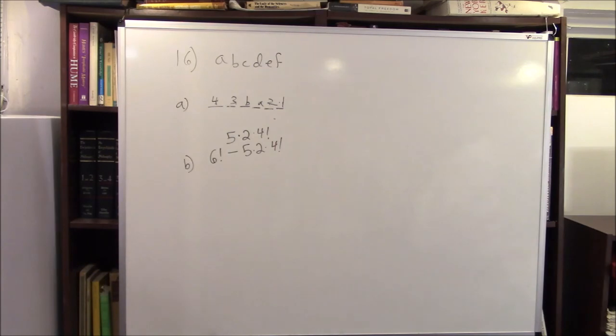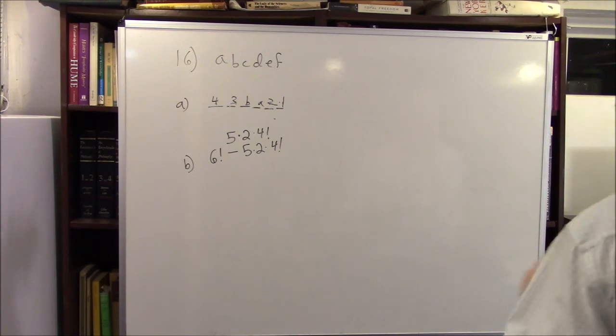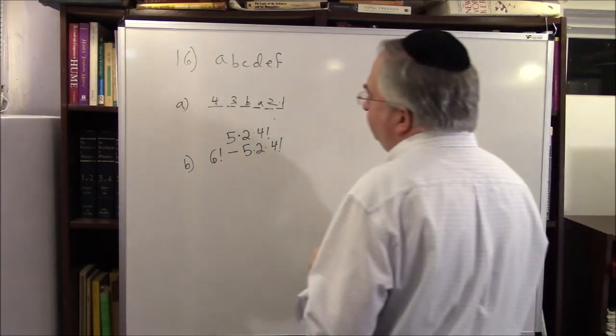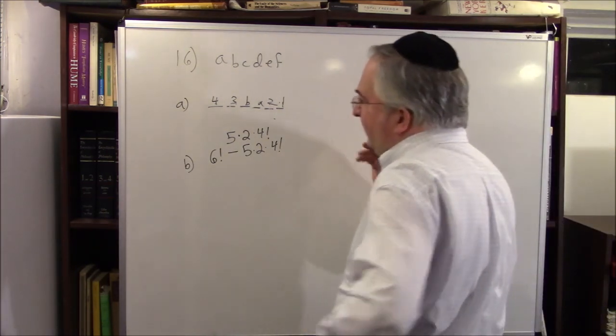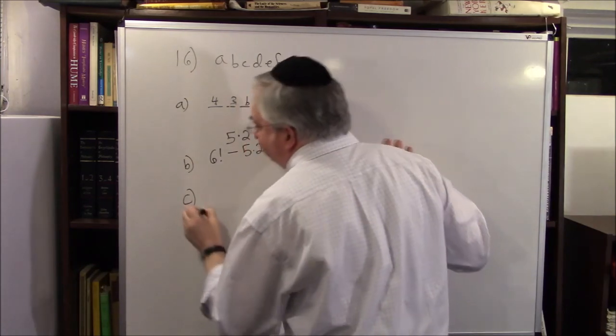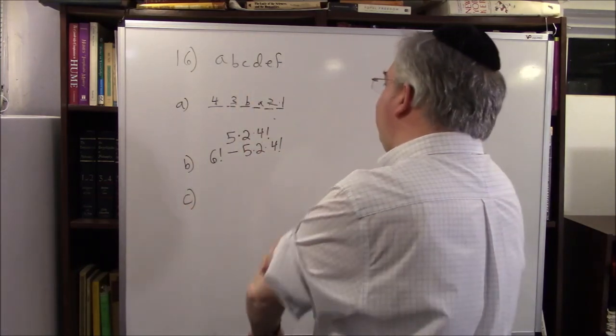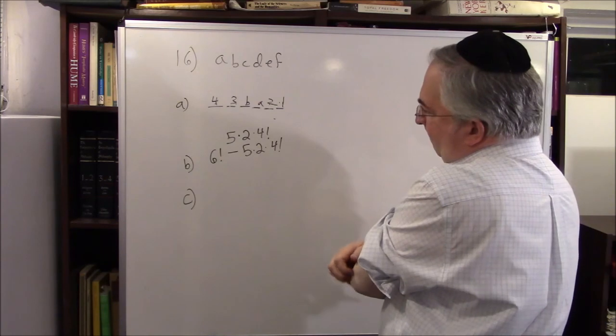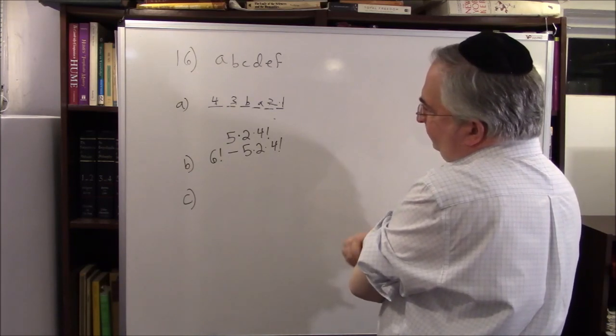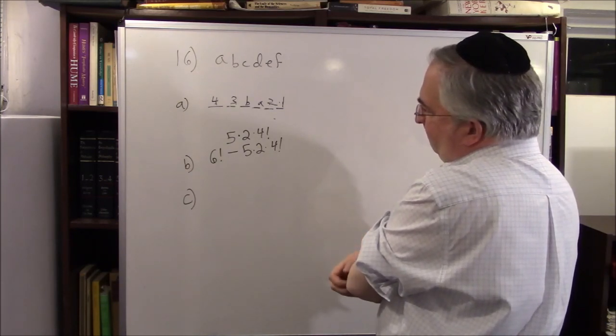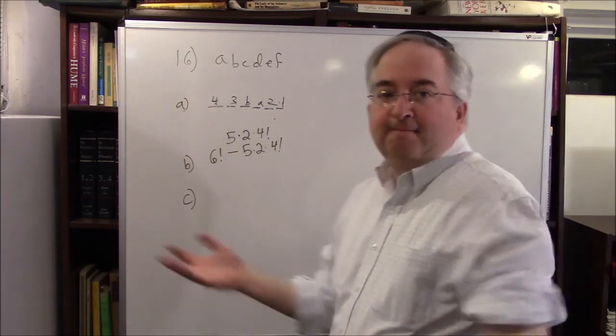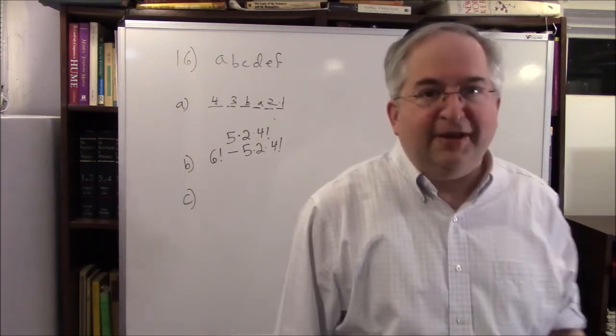16C. In how many ways can the letters A, B, C, D, E, and F be arranged so that the letters A and B are next to each other, but A and C are not? I have no idea. We can't answer all questions.